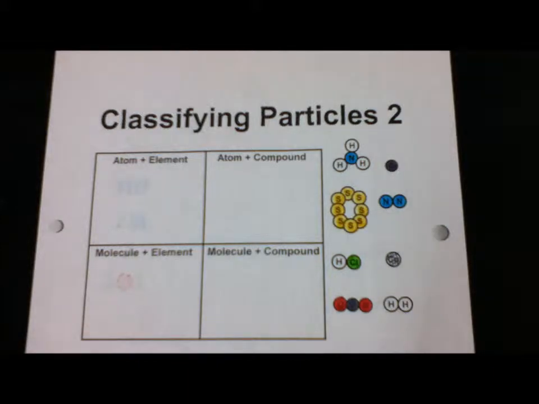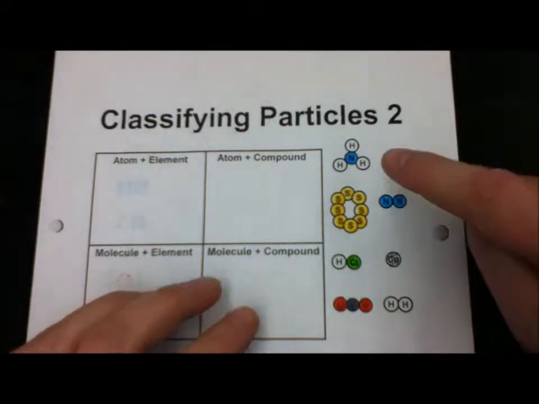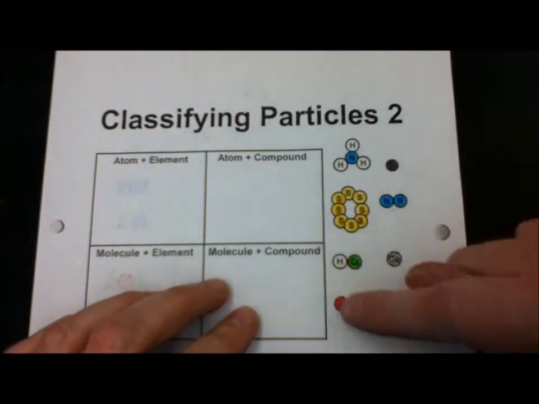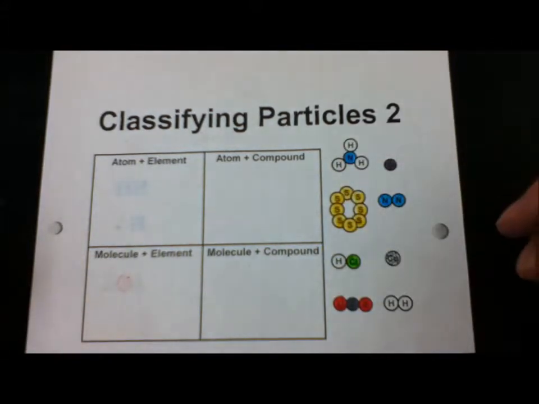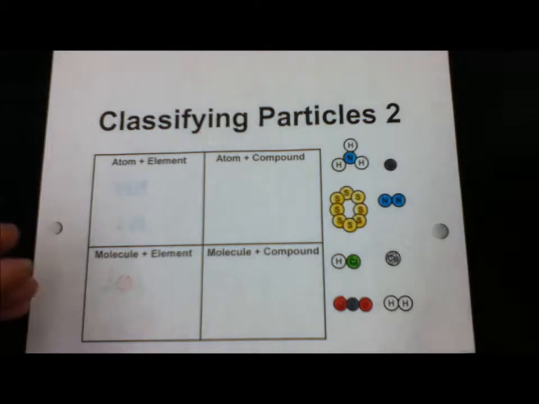Alright, this is the second video, how to classify particles, and we're working off of the handout classifying particles too. So I want you to pause the video, grab some pencil crayons and markers, and color these atoms here in the same way that I have done here. So different than what we were doing before, but we'll start with the coloring part of it. So go ahead and do that.